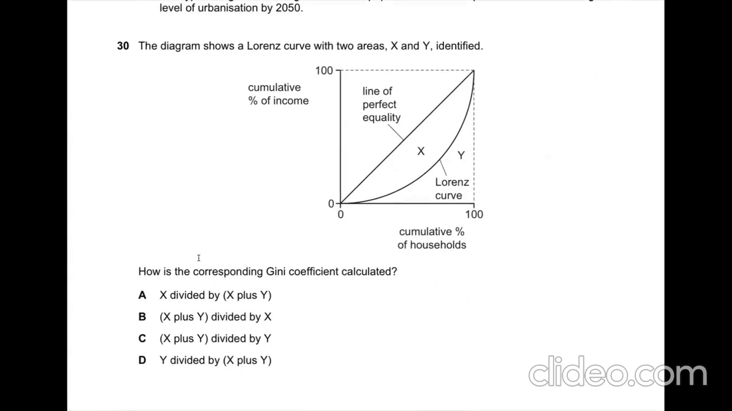Last question. The diagram shows a Lorenz curve with two areas, X and Y, identified. How is the corresponding Gini coefficient calculated? It's a pretty simple question. We already know the formula, so X divided by X plus Y. So that's why the answer has to be A.